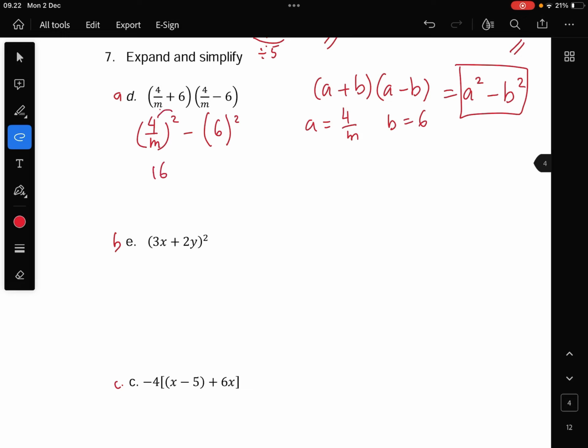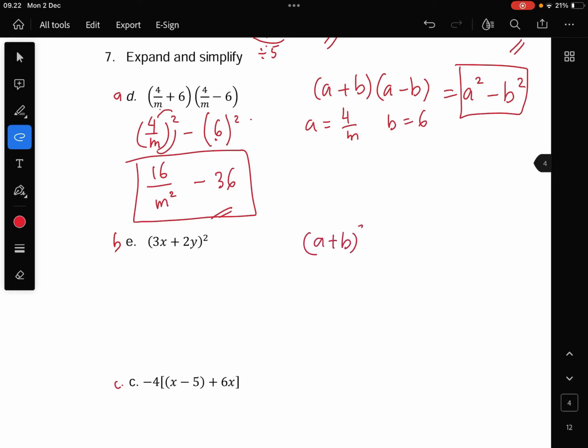4 squared is 16. m squared, just m squared. Minus 6 squared, which is 36. Done. You don't need to simplify it unless you want to leave it as a single fraction, which is also fine. This one is also fine, okay? Now let's move on to the other one. Look, we have a plus b squared. Do you still remember about this?